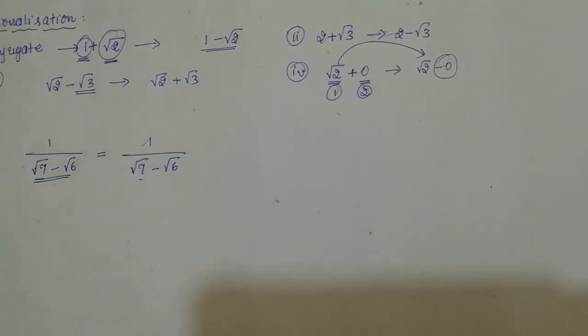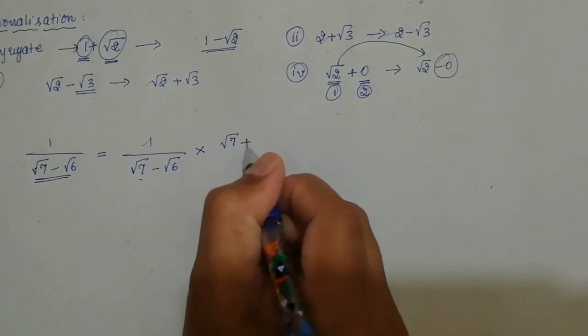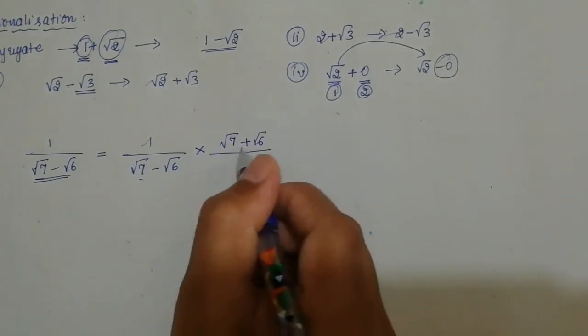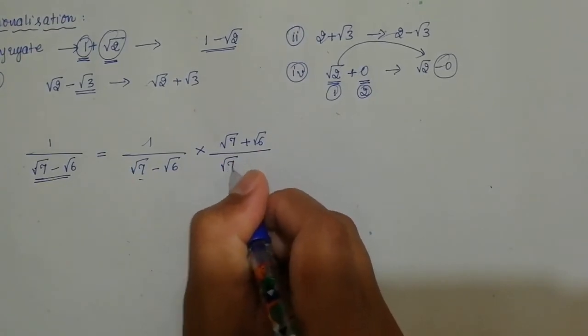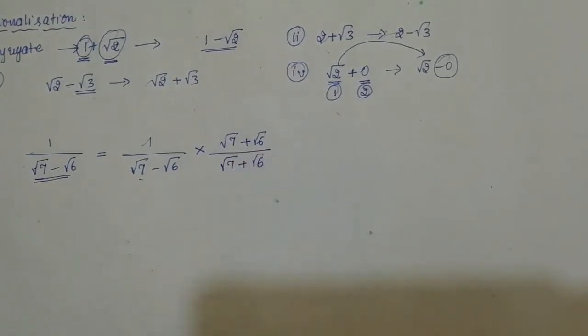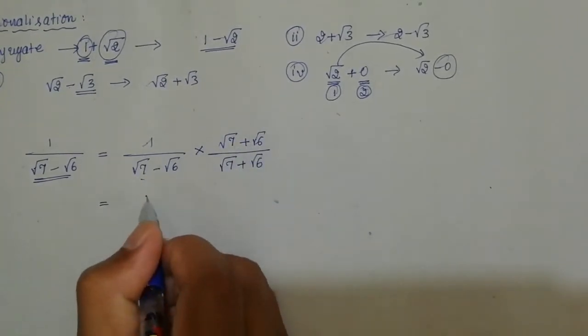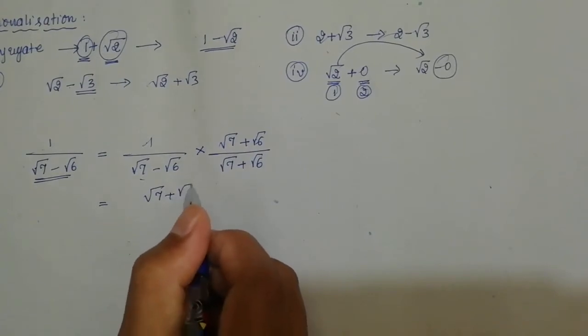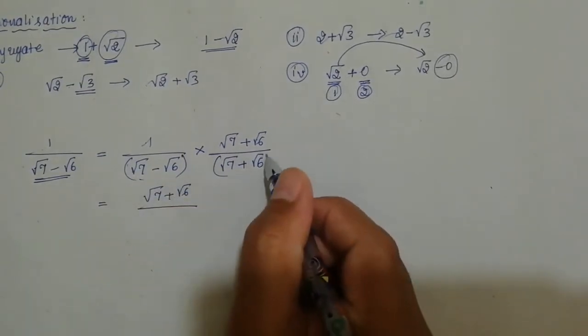The conjugate is root 7 plus root 6, and you need to multiply and also divide by that number. Root 7 plus root 6, I'm going to multiply this for the fraction, and divide by it, like this. Then the remaining procedure is very simple. 1 into this term becomes root 7 plus root 6, and in the denominator, now look here, root 7 minus root 6, root 7 plus root 6.